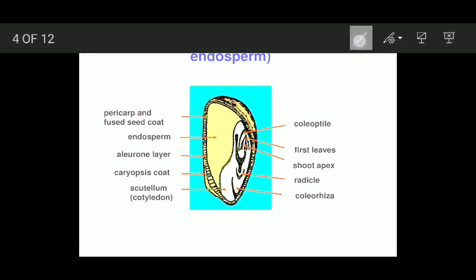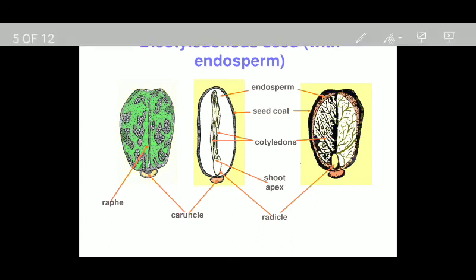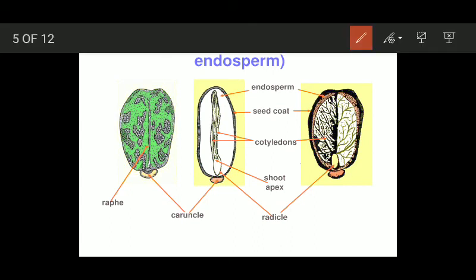Now you can see here, this is a monocot seed having endosperm. This yellow portion represents the endosperm. This is the seed of maize. This is a monocot seed showing endosperm. Now a dicotyledonous seed with endosperm. This is a dicot seed having endosperm, that means it is endospermic. Here this portion represents the embryo, and this white portion is the endosperm.